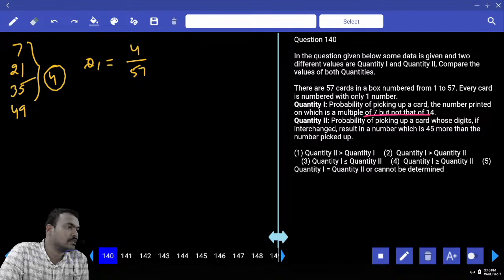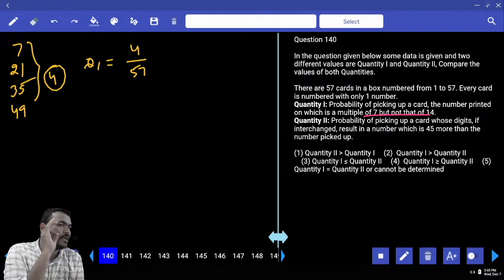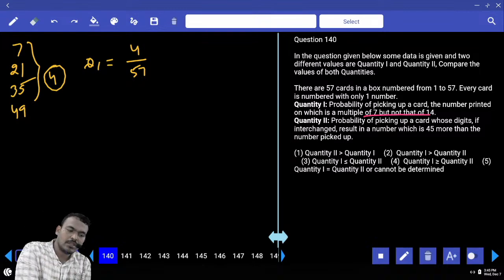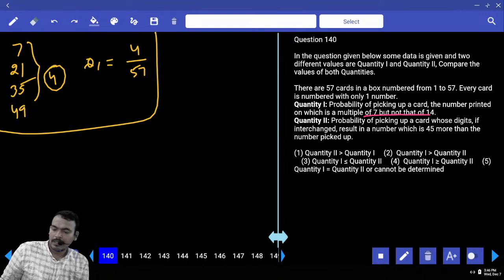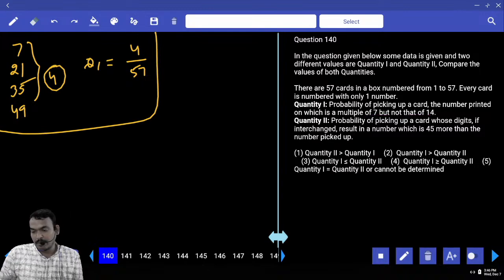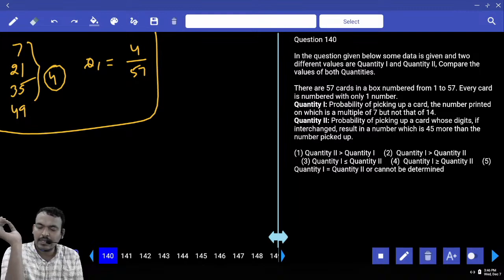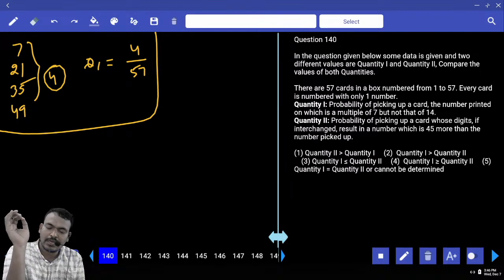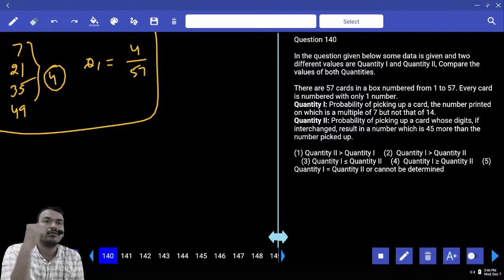What is the event size? 4. What is the sample size? 57. Then we write event size by sample size, and we get the probability. Next, what is Quantity 2? The probability of picking up a card whose digits, if interchanged, result in a number which is 45 more than the picked up number, or not.